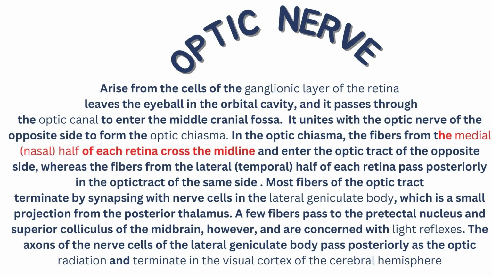So it's important for you to remember that the fibers from the medial half, which is the nasal half of the retina, cross the midline and enter the optic tract of the opposite side, whereas the temporal side of the retina remains on the same side.